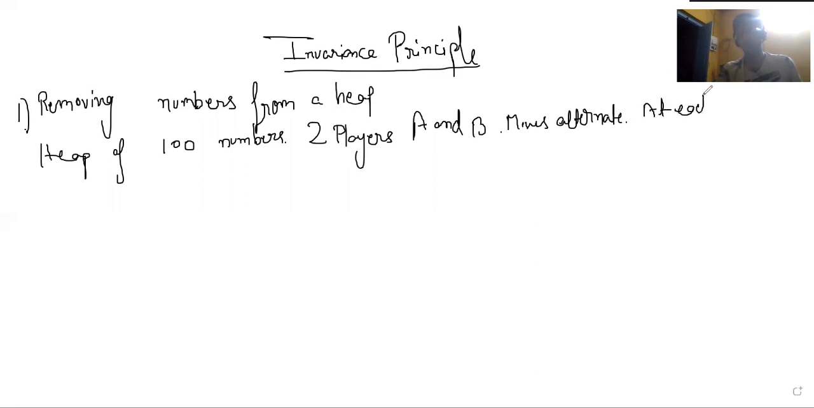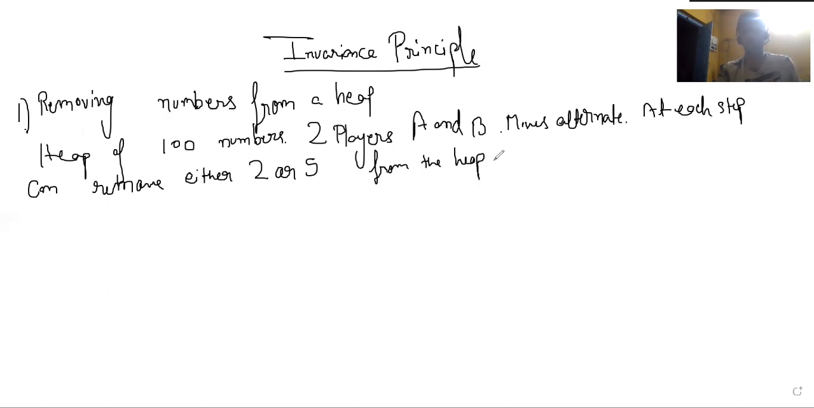At each step, a player can remove either 2 or 5. The question I had sent had 2, 5, and 6 or 7, something like that. We'll just do a simpler version first: 2 or 5 from the heap. I'm using the word heap because this can be used to generalize this kind of question. The person who cannot make a move loses. Cannot move means when there is nothing left or only one number left. So this is the nature of the game.